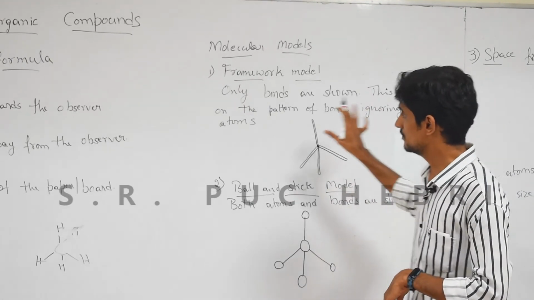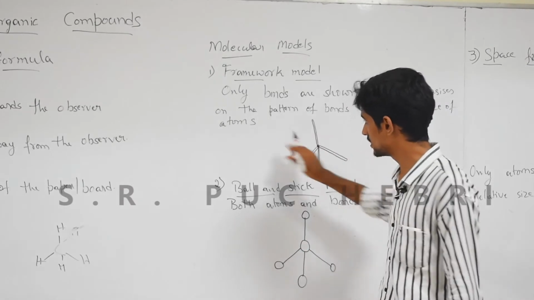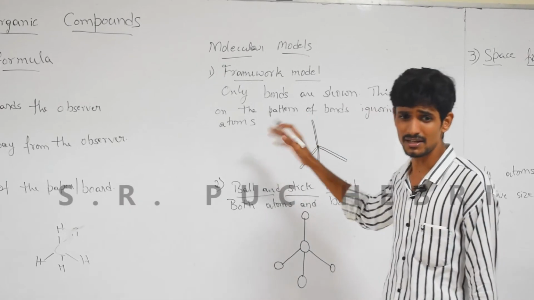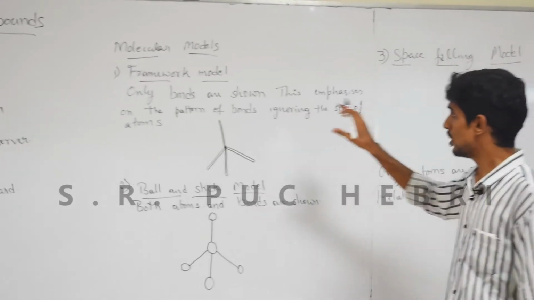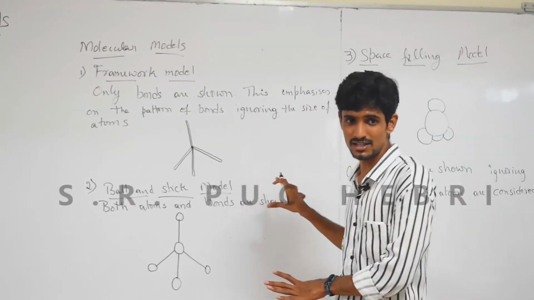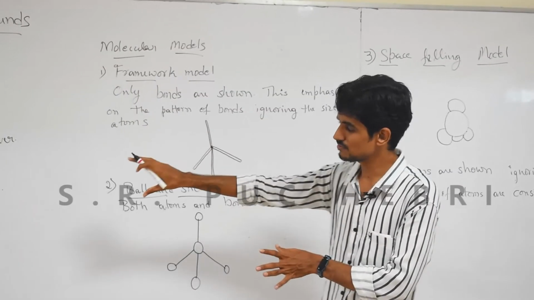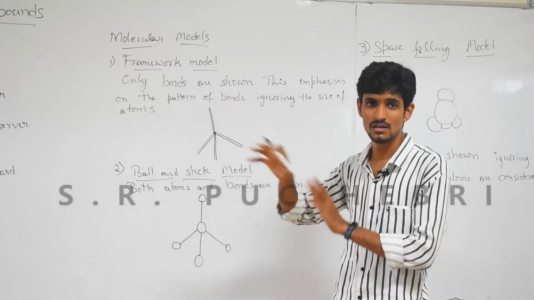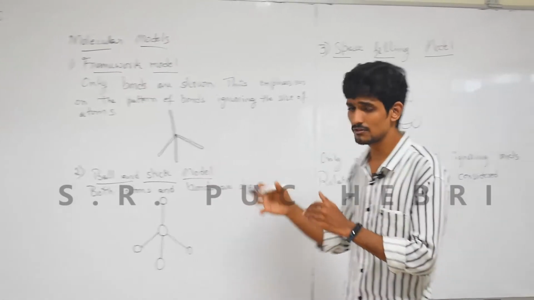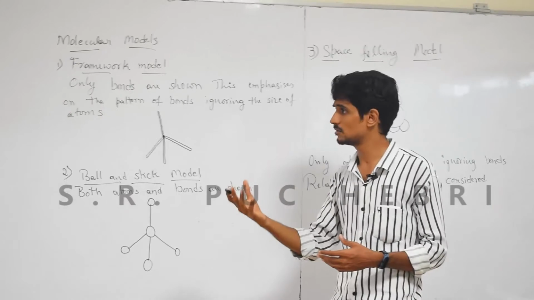These are not that much used, but still it is important to know how we can represent them. Now all these are physical models. The one that we have discussed, the solid and dash wedge formula, is not physical. We are writing it in a plane or on a board.